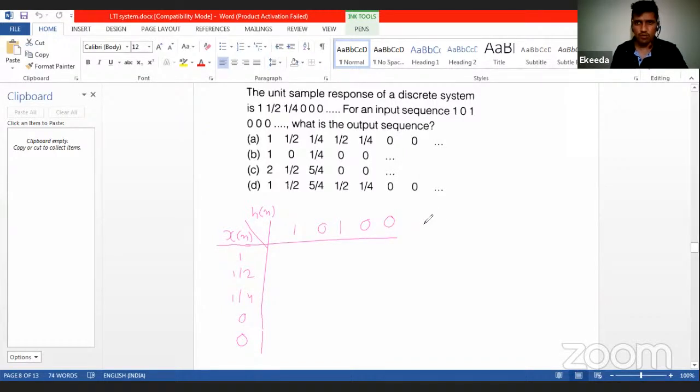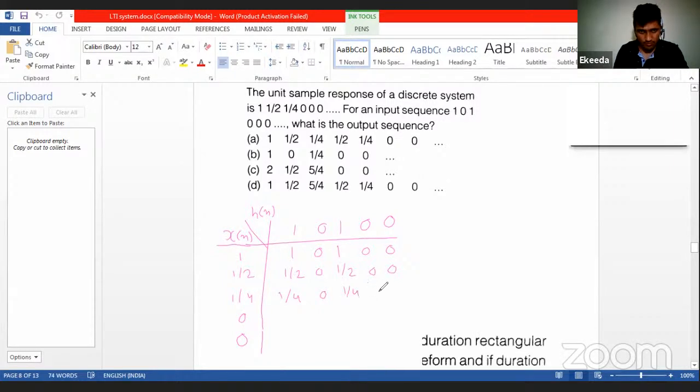After the last 0, you can extend in time up to which you want, but all the terms will be 0. So 1 will be 1, 0, 1. These will be 0, 0. This will be 1 by 2, 0, and again 1 by 2. This will be 1 by 4, 0, and 1 by 4. These all will be 0, so you can simply omit these things. You need not write these zeros, just up to the last non-zero term.